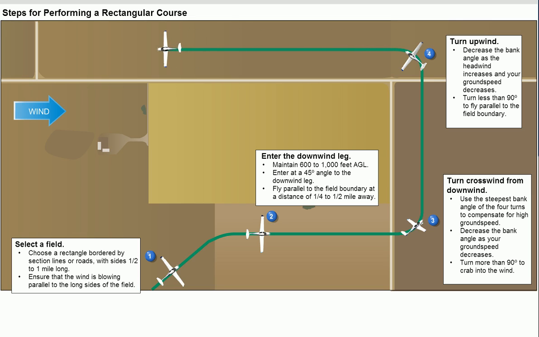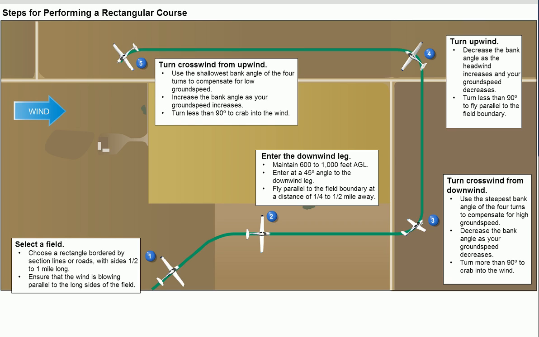After flying the length of the field, the next step is to turn crosswind from upwind. Use the shallowest bank angle of the 4 turns to compensate for low ground speed. Increase the bank angle as your ground speed increases, and turn less than 90 degrees to crab into the wind.